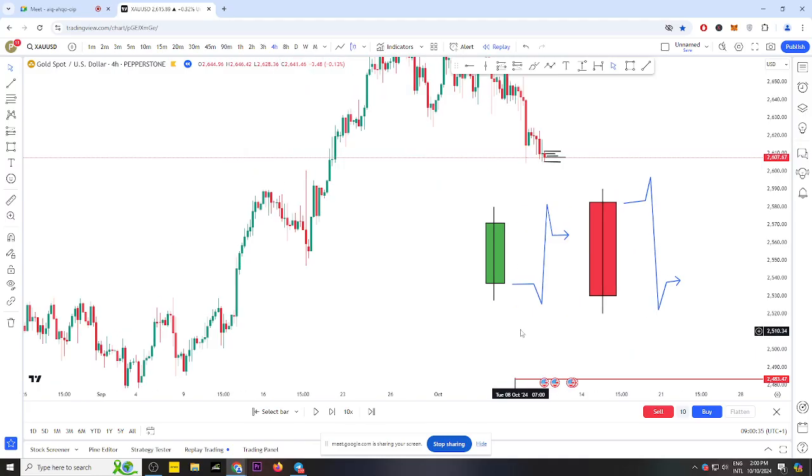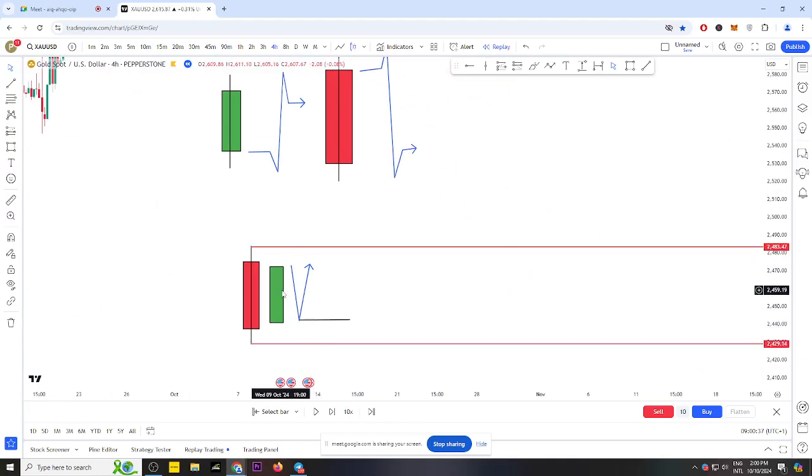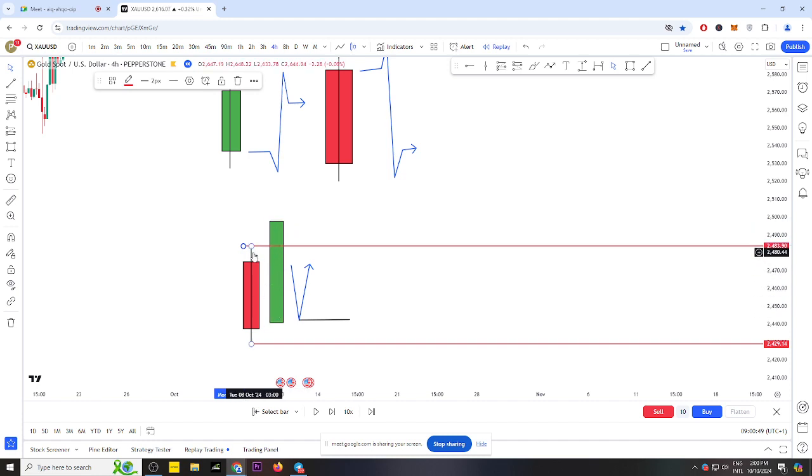Now it's just created an A shape. What if this green candle breaks out the body or the wick of the high? This is the high, right? Correct. If it breaks out the high of this particular candle, we call it a bullish engulfing. Now this is two things: one is a V shape and a bullish engulfing.